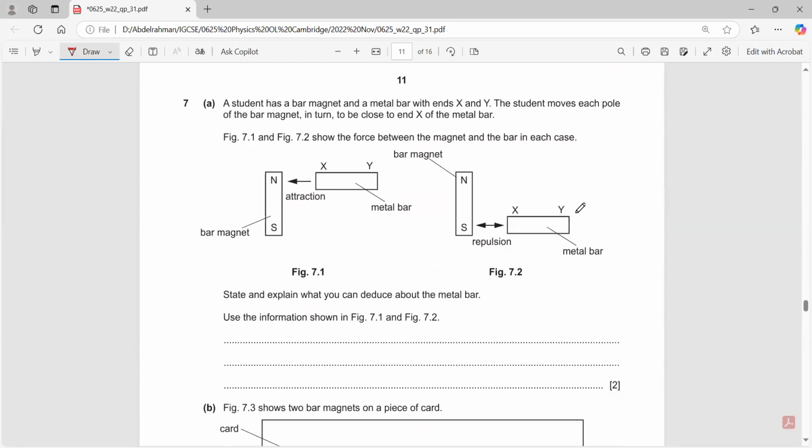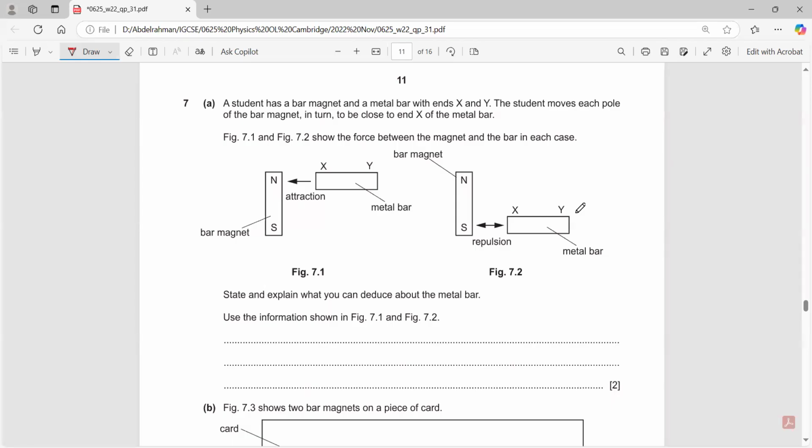A student has a bar magnet and a metal bar with ends X and Y. The student moves each pole of the magnet in turn to be close to X and Y. It attracted at X, attracted at the North Pole and repelled at the South Pole. State and explain what you can deduce about the metal bar.